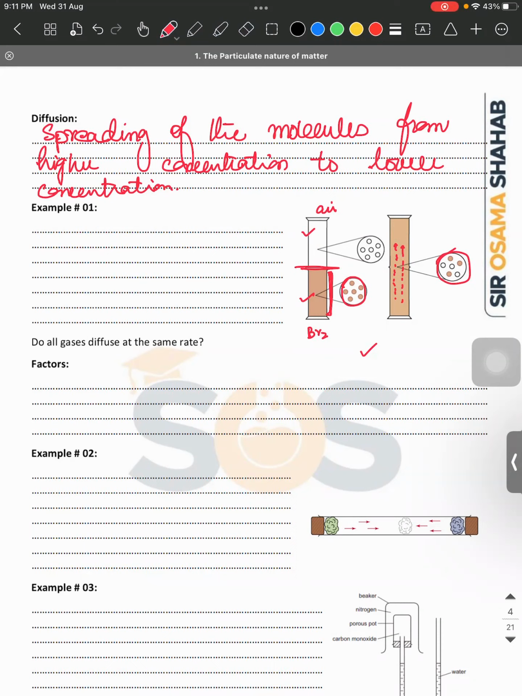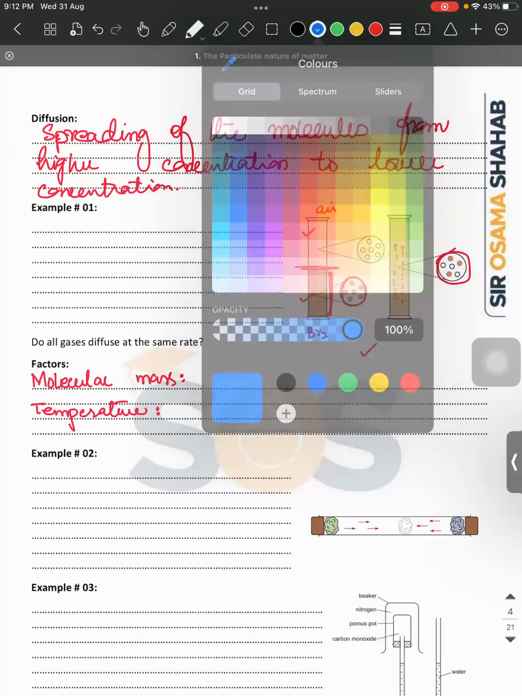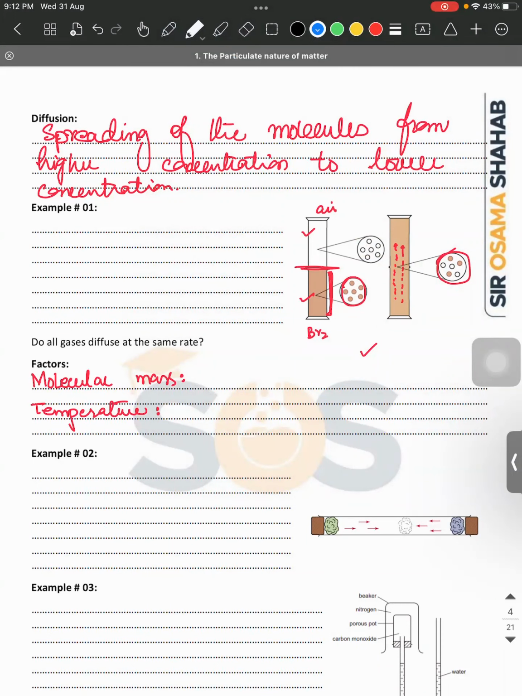Then if you talk about diffusion of gases, there are two factors on which the diffusion of gases can depend, right? One is the molecular mass of the gas and the second is the temperature, right? If you talk about the molecular weight, it is very simple for you. You all know that if something is heavier in mass, definitely it runs slowly, right? The one which is lower in mass can run faster.